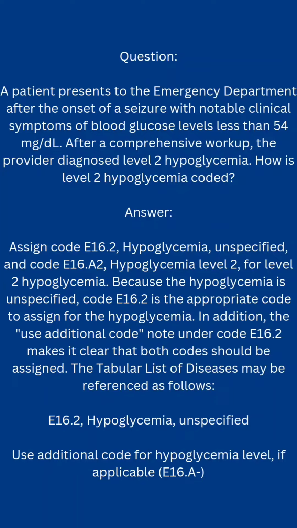The tabular list of diseases may be referenced as follows. E16.2, hypoglycemia, unspecified. Use additional code for hypoglycemia level, if applicable, E16.A.